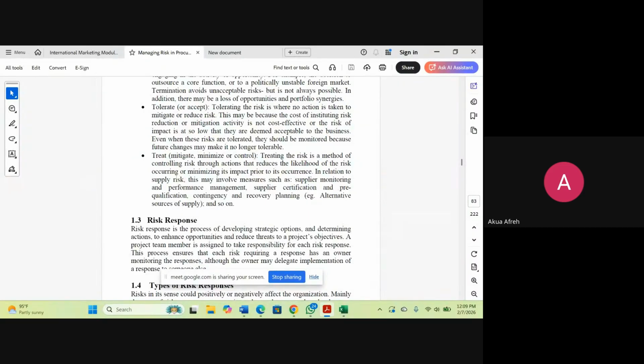So what you do is you have to record it, monitor it, and then if there is any review you need to do later, you have to do that as well.